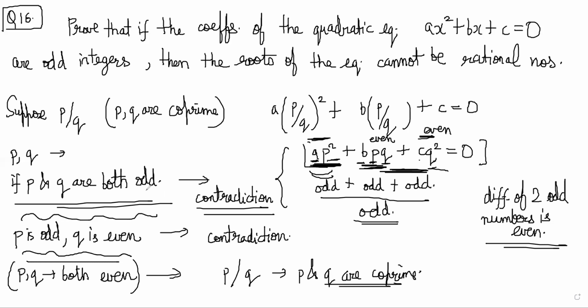We are getting a contradiction in all 3 cases if you assume P by Q is a root of this equation. The first 2 contradictions were happening because the sum of even and odd numbers cannot give 0, and also the sum of 3 odd numbers cannot be 0, right? So we have proved by contradiction that this is not going to be possible.